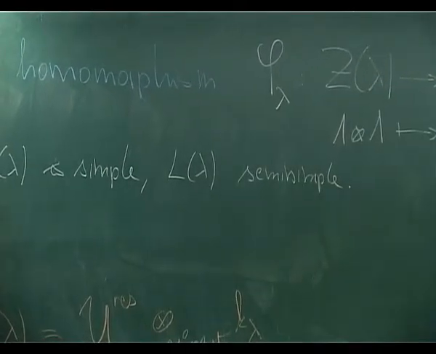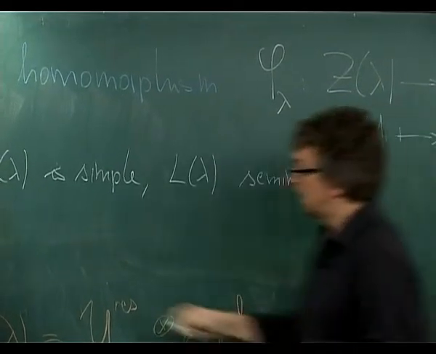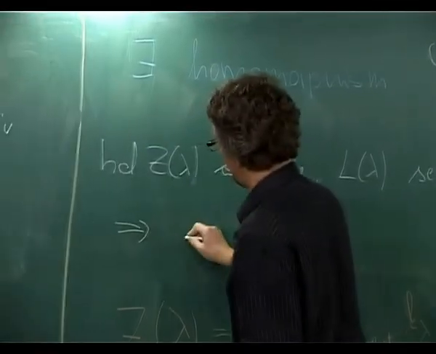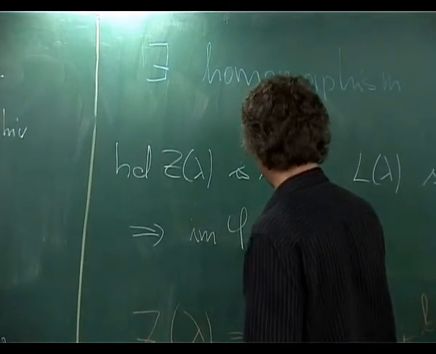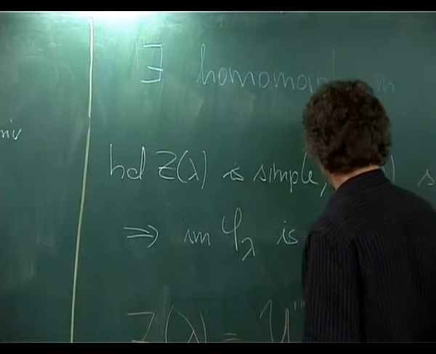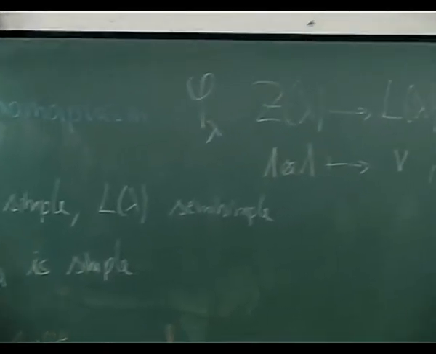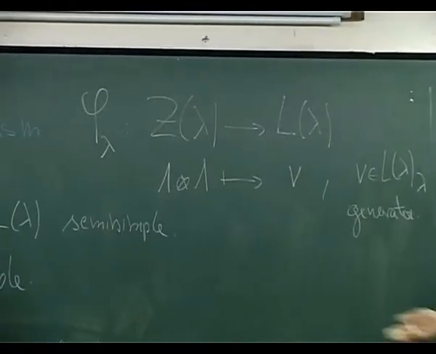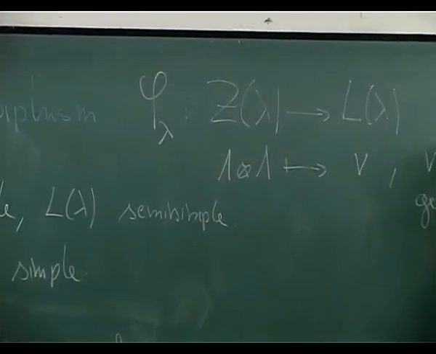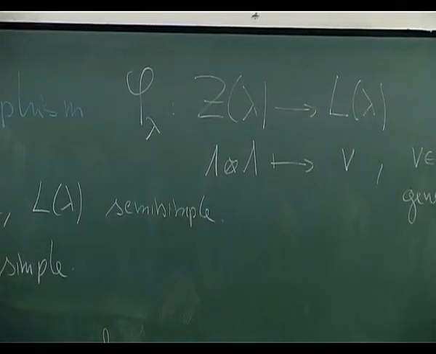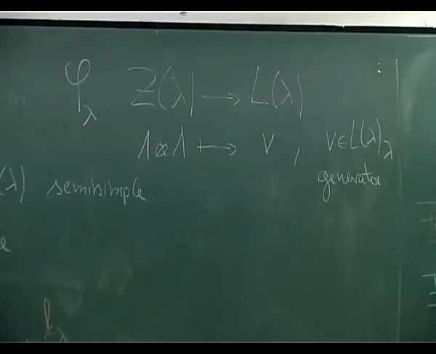L lambda is semi-simple as a G module, as a module for the Lie algebra, and this implies that the image of phi lambda is simple. This is semi-simple, so the image must be simple. Okay. This is an important statement that we now use.